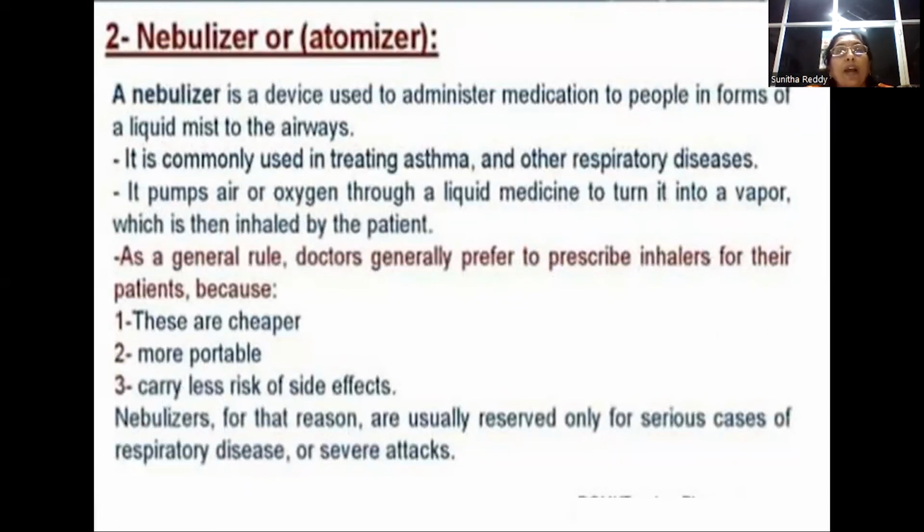Next one is a nebulizer or atomizer. A nebulizer is a device used to administer medication to people in the form of liquid mist to the airways. It is commonly used in treating asthma and other respiratory diseases, and it pumps air or oxygen through the liquid medicine into vapor. As a general rule, doctors generally prefer to prescribe inhalers for their patients because these are cheaper, more portable, and carry less risk of side effects.